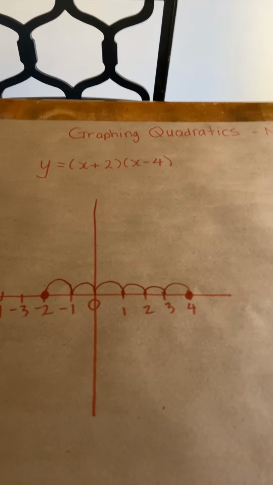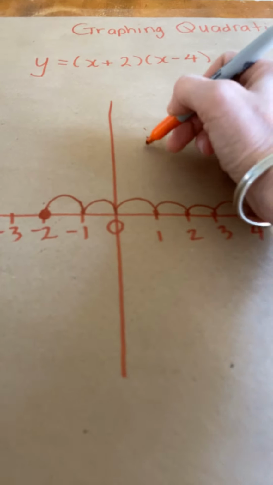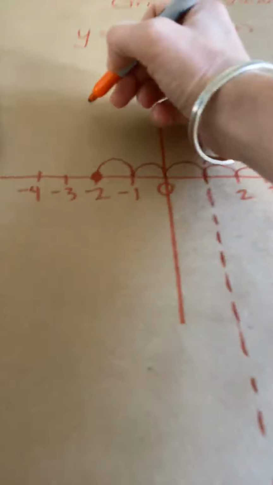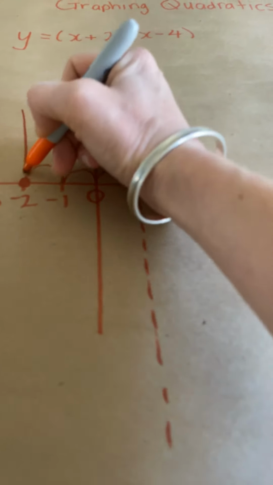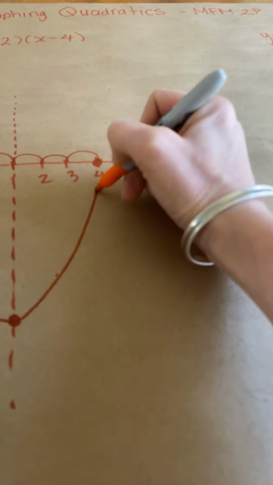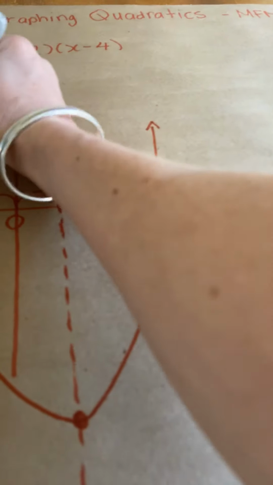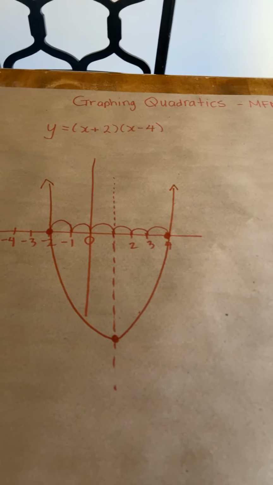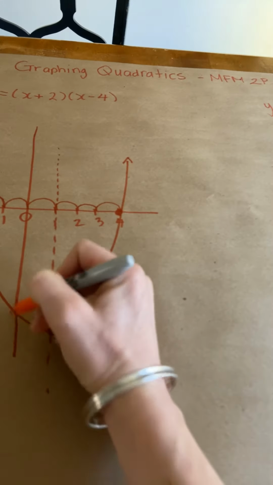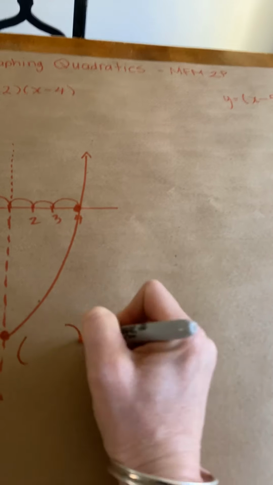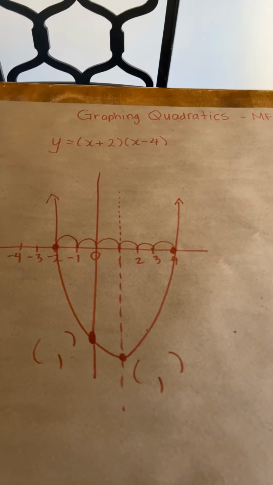So that's going to be where my axis of symmetry is. So I know my graph is going to look like this. It's not perfect. We don't know exactly where the vertex is yet, or where the y-intercept is yet. We could find those using Desmos for sure.